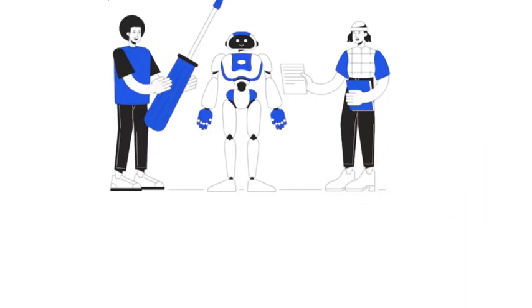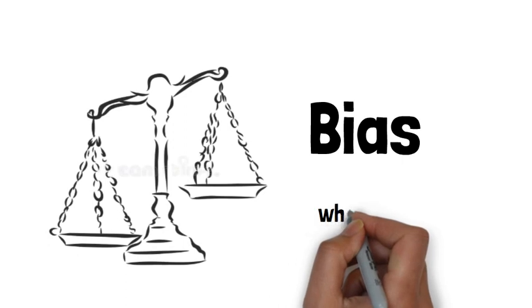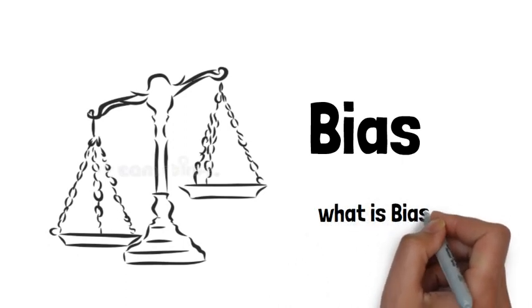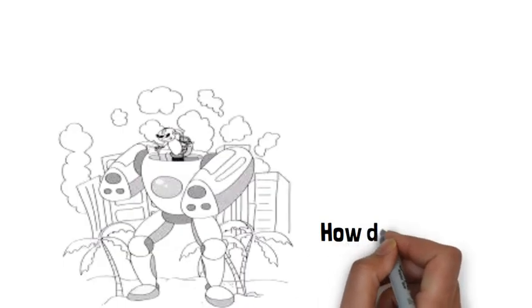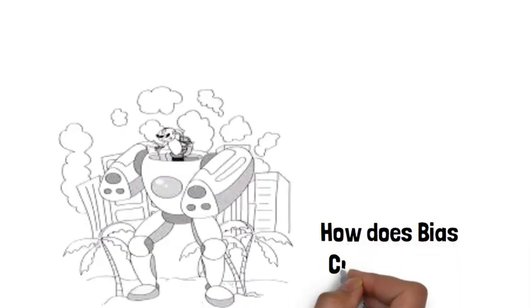Let's get started. First, what do we mean by bias in AI? Bias occurs when an AI system produces unfair or prejudiced results, often favoring one group over another. For example, imagine an AI hiring tool that consistently rejects resumes from women, or a facial recognition system that struggles to identify people with darker skin tones. These aren't just hypotheticals, they've happened in real life.